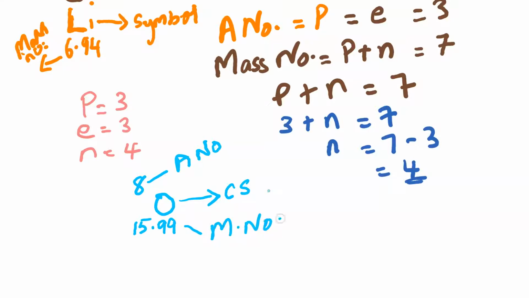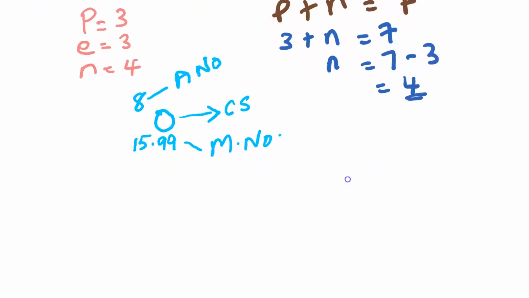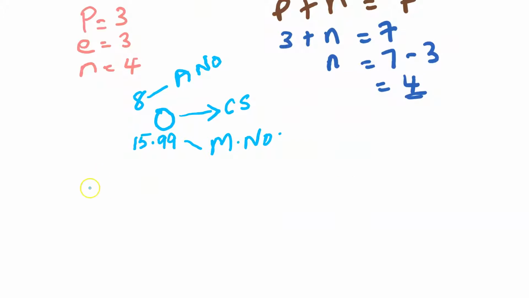Sometimes in some periodic tables you can see the bigger number, the mass number, on the top and the atomic number at the bottom. So in that case, don't always think that the mass number is at the bottom of the element. It can be at the top. Just look for the small number. The smallest number is always your atomic number and the bigger number is always your mass number. So now let's have a look.